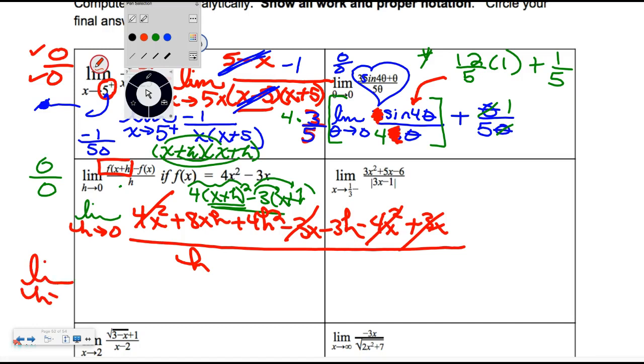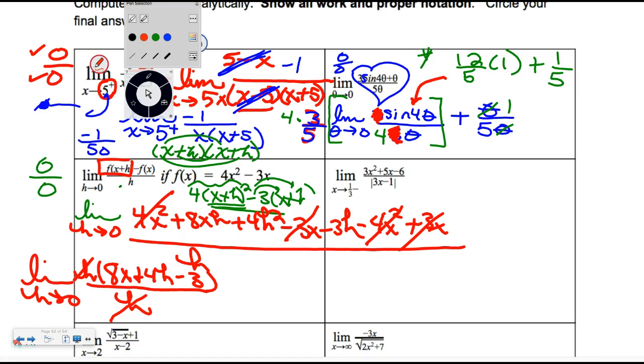Limit, h approaches 0. Notice I'm keeping my limit going because I'm not replugging anything in. It'd be h times 8x plus 4h minus 3, all over h. Cancel, cancel. There's my issue. It's now gone. Does that make sense, Miles? So now I plug the 0 in for h.